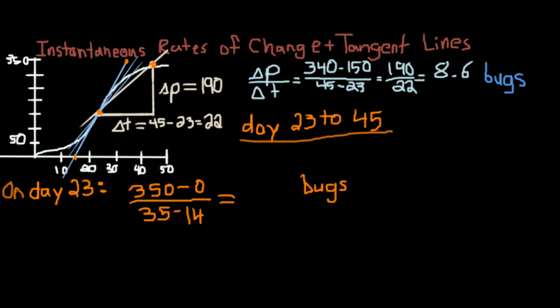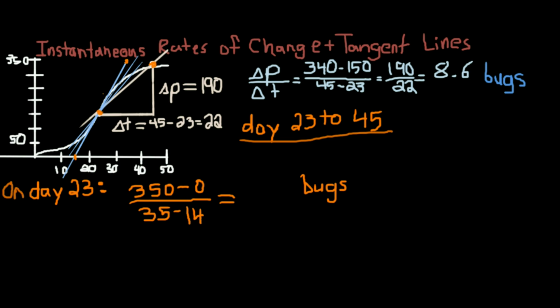Then to find delta P, we just do our high population, what at 45 days it's equal to, minus f of the function with 23 plugged in, which gives us 190. And we can see that on the graph. It's not too zoomed in, so it's a little bit more challenging to see. But basically, we end up with 190 over 22, as you can see over here. That averages out to about 8.6 bugs average growth during this time period.